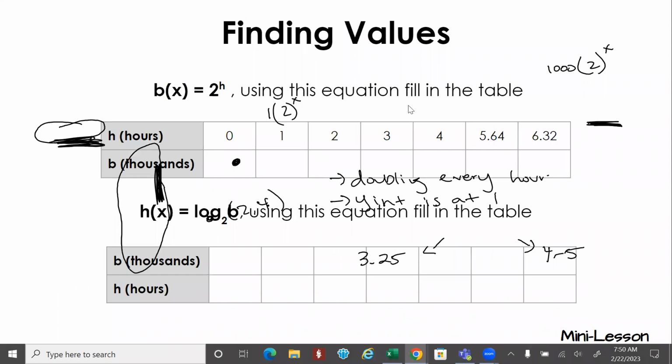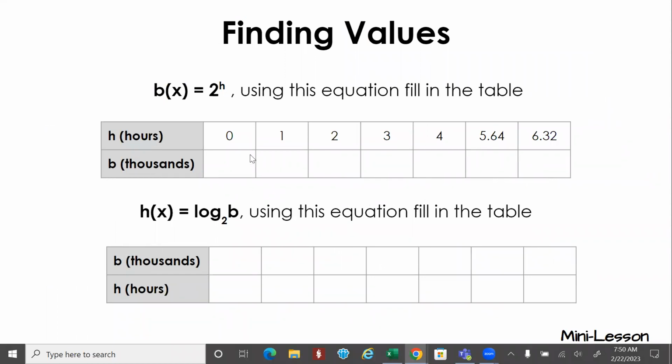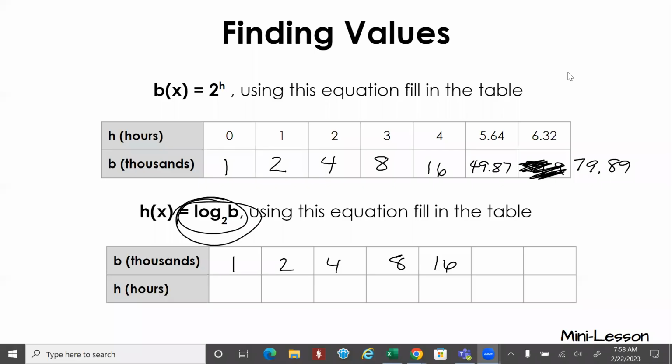Use this equation to fill in the table. So go ahead and take a moment, fill in these y values. You can use Desmos to do this if you want. Take a moment to fill this in, and I'm going to ask you. All right, so what did you get for your y values down here?